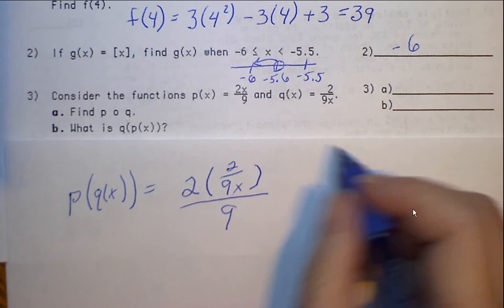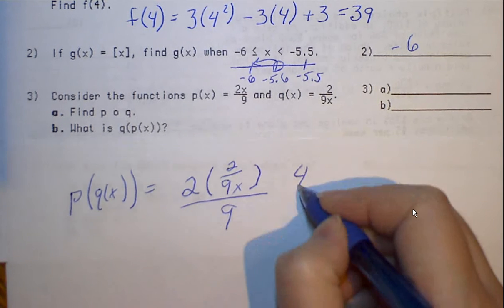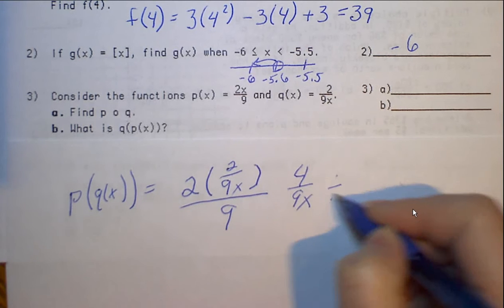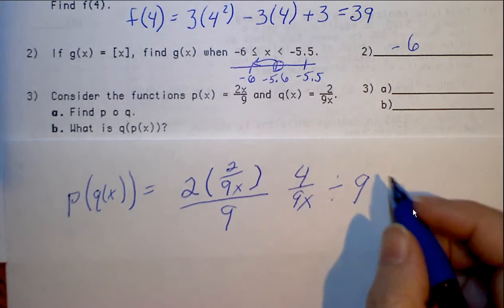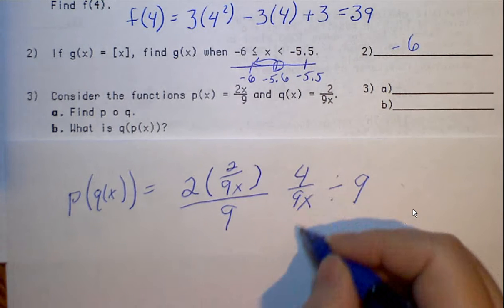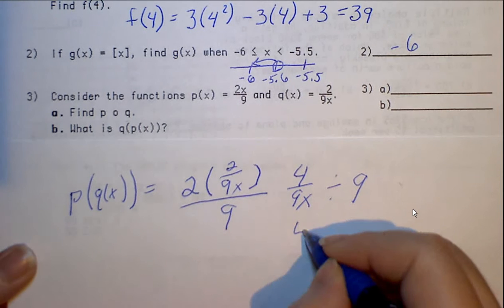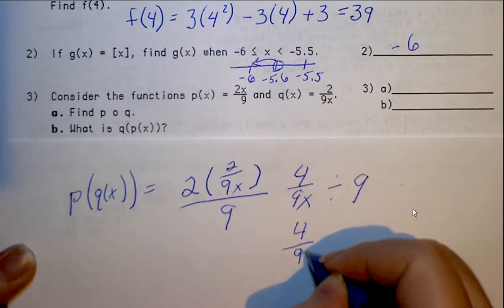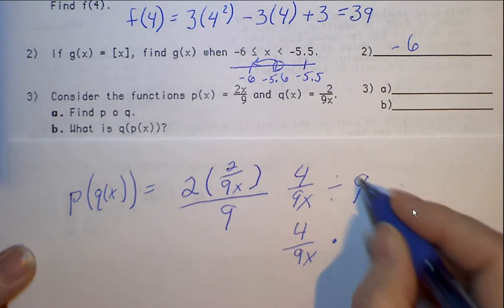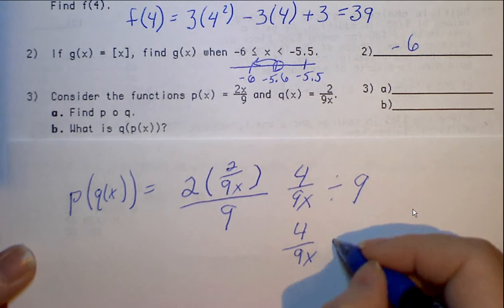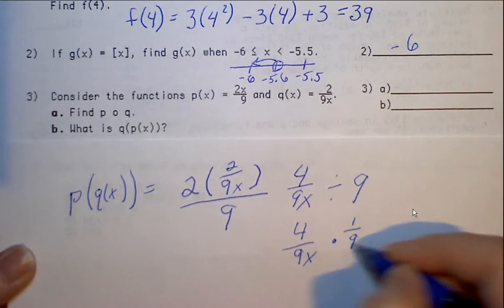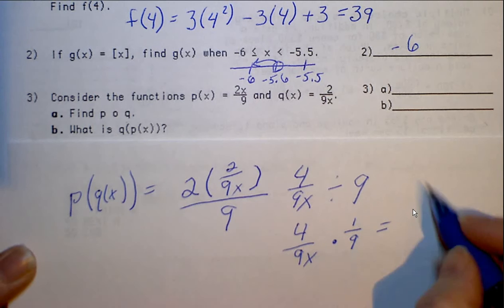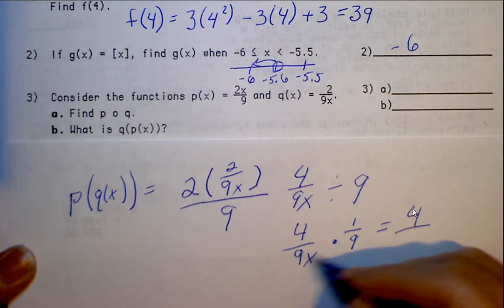2 times 2 is 4. And then you have 9x. And then we had divided by 9, right? So remember it's the same. So we have 4 divided by 9x times flip, because same change flip. So 1 over 9. So that gives us 4 times 1, which is 4, over 9 times 9 is 81x.